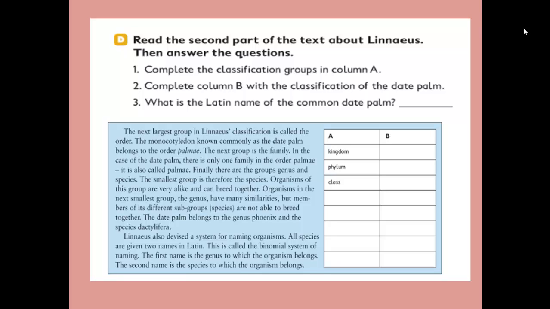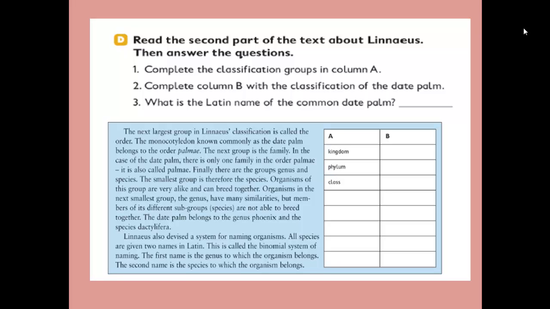In this lesson, we'll continue doing the exercises. And lastly, we did exercise number D, but we didn't finish it. So now in this part, we will read the text again and we will do the tasks required. Number D, read the second part of the text about Linus, then answer the questions.